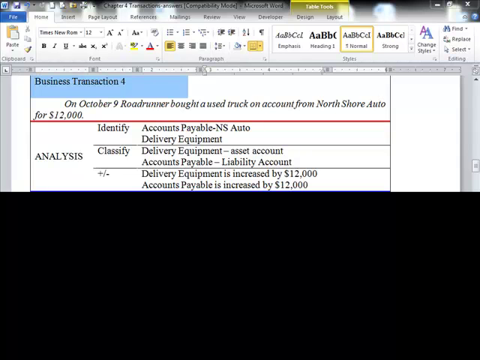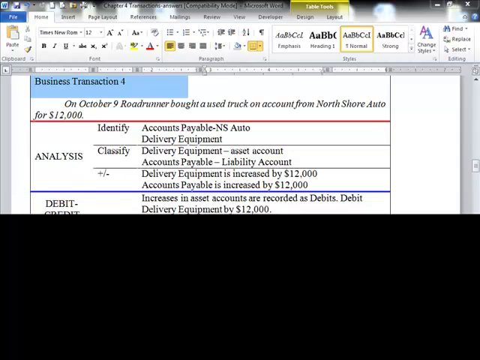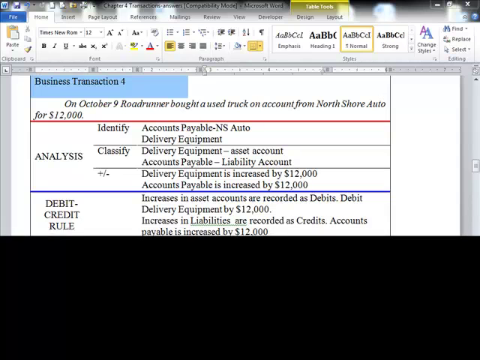Let's take a look at the debit credit rule for this transaction here. An increase in the asset account delivery equipment is going to be recorded as a debit. So we will debit delivery equipment by $12,000. When we have an increase in a liability account, it is recorded as a credit, exactly the same as that of an owner's equity account. Hence, it's on the right side of the accounting equation. Increased by $12,000, credit side.